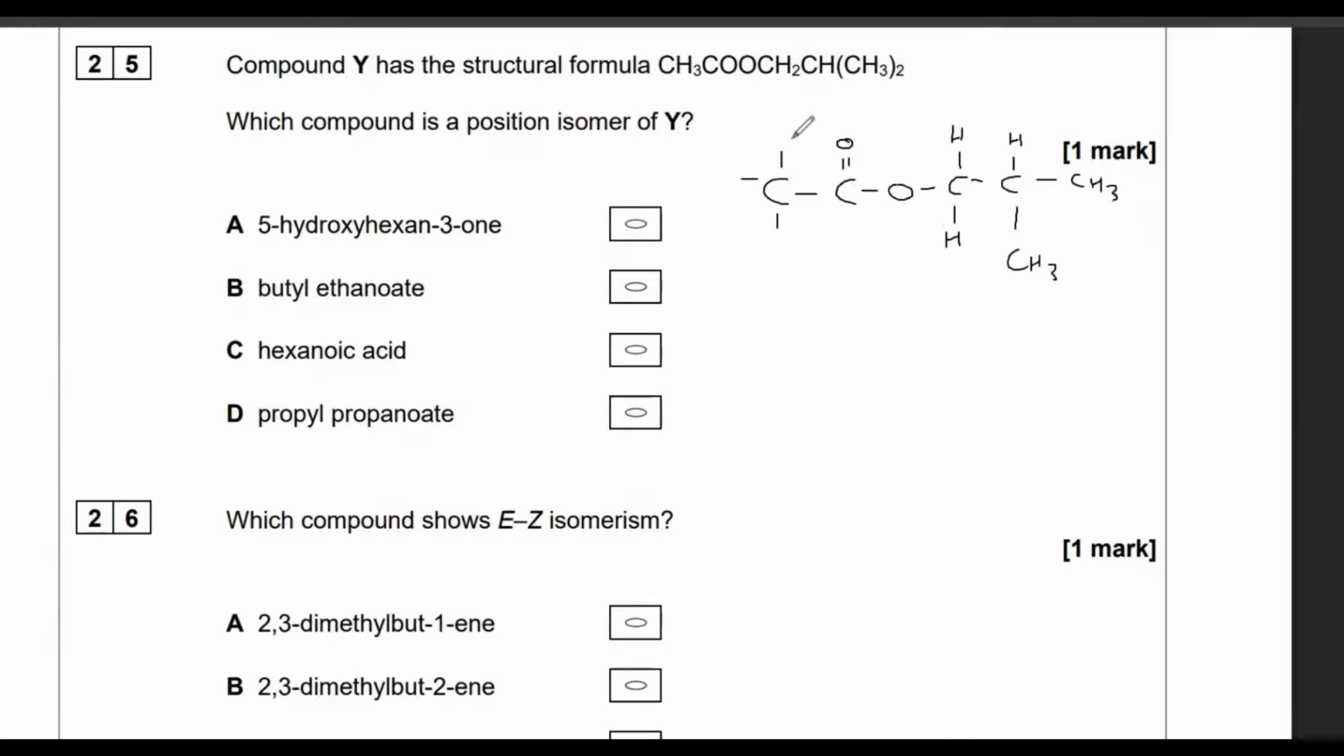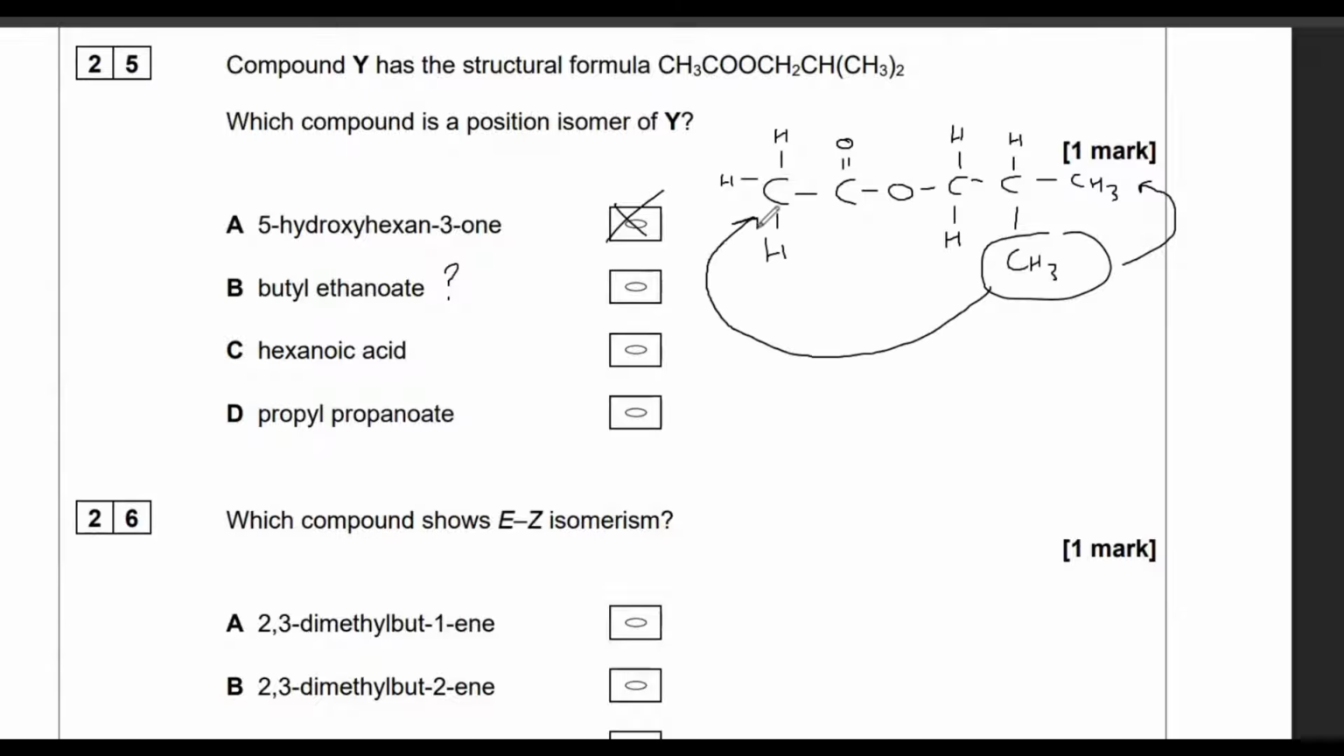So, 1, 2, 3. Yeah. So you've got 2-methylpropyl ethanoate kind of thing. And what are we going to do? We could move that methyl group there, and that would make butyl ethanoate. If we move that methyl group over there, that would be a positional isomer. That would make butyl ethanoate.